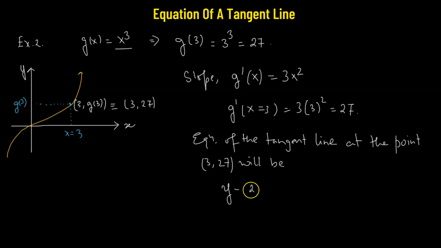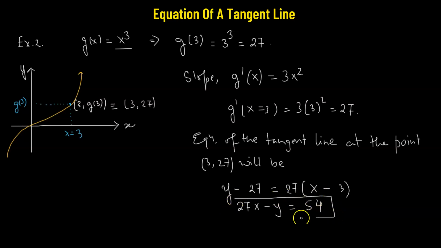y minus y1, which is 27, equals the value of the slope at that particular point, which is 27, times x minus x1. So our x1 value is 3. So this is the equation of the tangent line. We can simplify this and we'll have 27x minus y equals 54. So this is going to be the equation of our tangent line. Let's move on to the next problem.